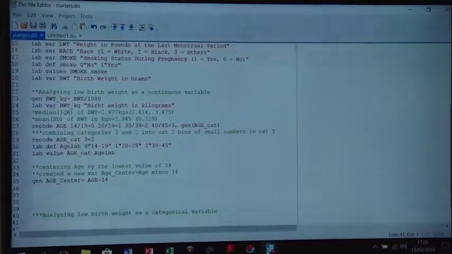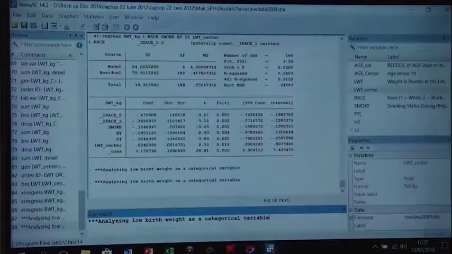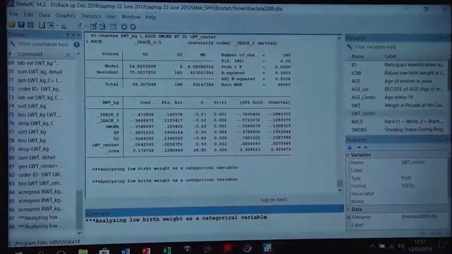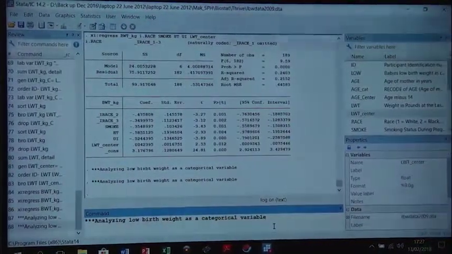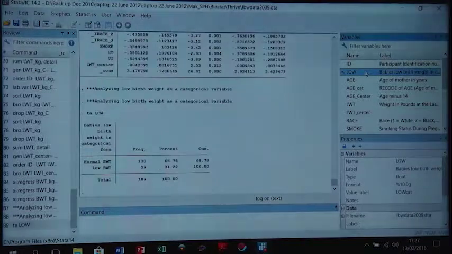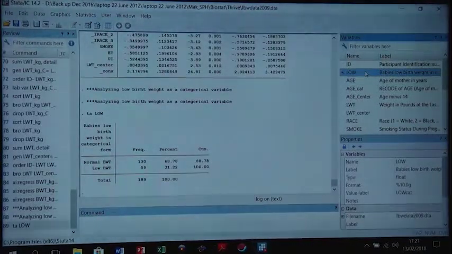As a categorical variable, it is coded as low. And so the first thing we do is to look for the proportions. So we do tab low. And there we are. We have 59 babies that had low birth weight and 130 that had normal birth weight.